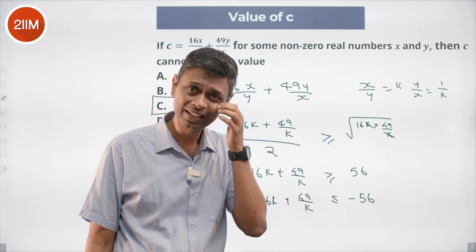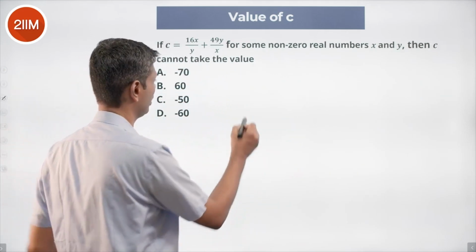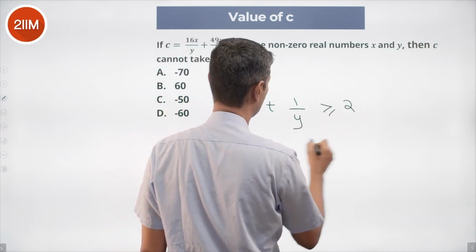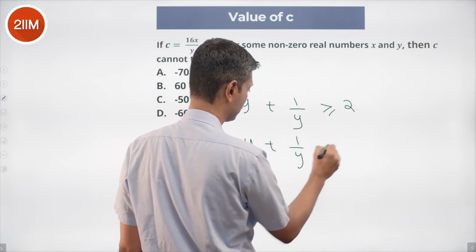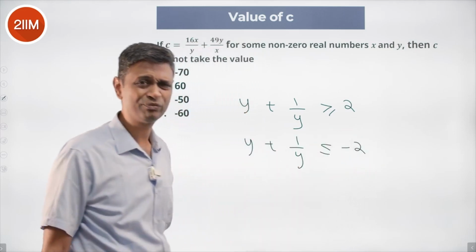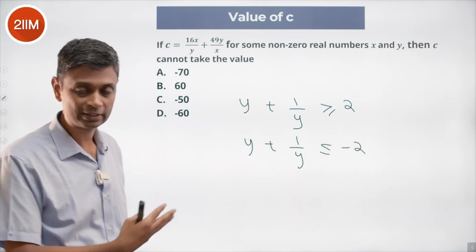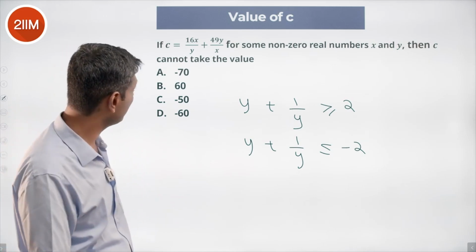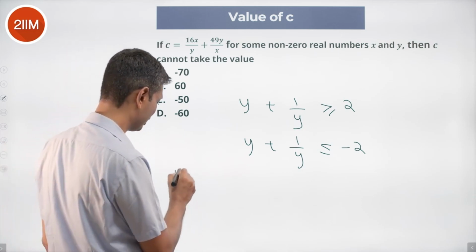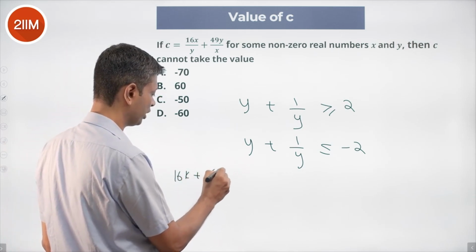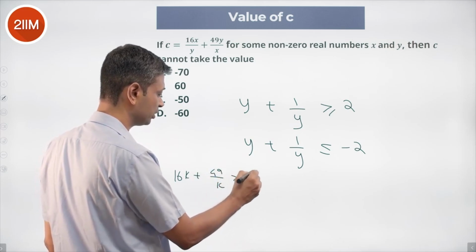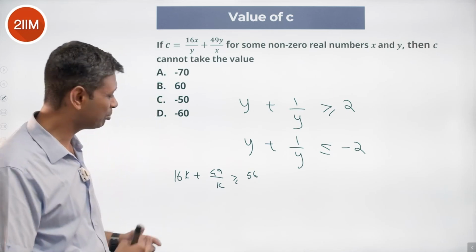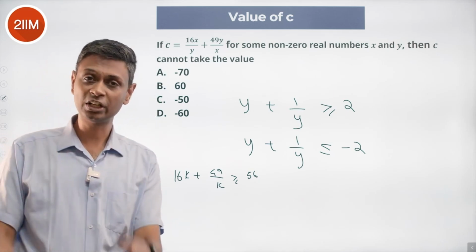And so very much like everybody knows this rule, which is say y plus 1 by y is greater than or equal to 2 or less than or equal to minus 2. This is very much like that, just slightly changed numbers, nothing more than that. And so 16x by y plus 49y by x, we're writing it as 16k plus 49 by k greater than or equal to 56, less than or equal to minus 56. That's what we're doing. And so simplifying it like that, rewriting it, rejigging it like that.